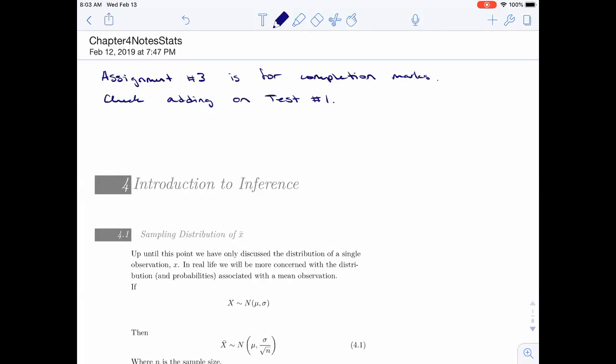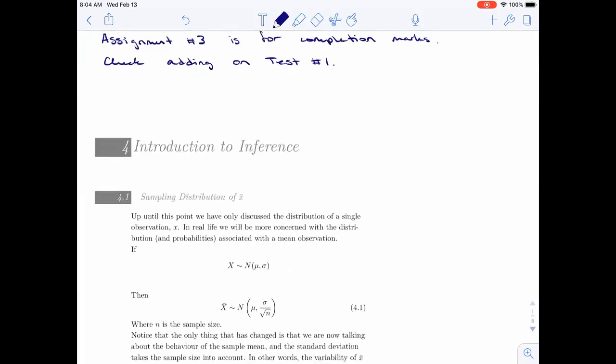Everyone got the chapter 4 notes? So today we're going to start chapter 4. Chapter 4 is kind of like, I think of them as training wheels. Okay, so we're going to keep going with these Z scores. And so we still use the Z table to find areas under the curve, but now we're going to change to talking about a mean observation, so an average observation instead of just a single observation. And so that's where we're starting in chapter 4.